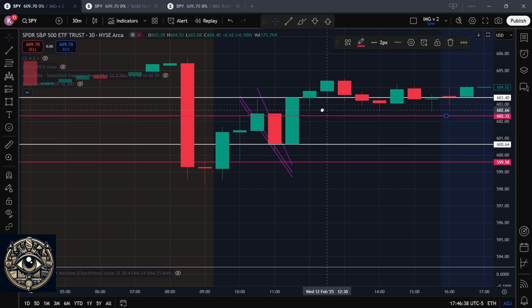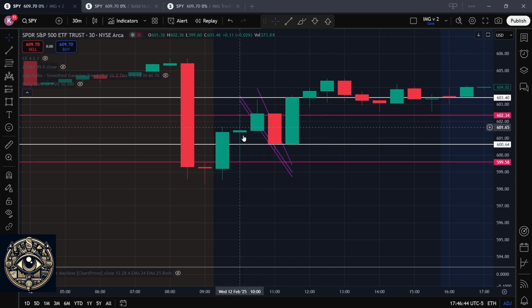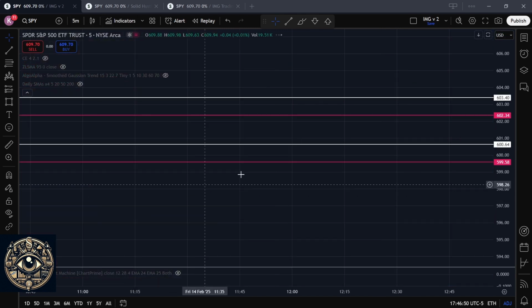And at the top. Okay, so this red tells us the bottom and the top. And we know that this is the open and the close. Now let's go into a smaller time frame.